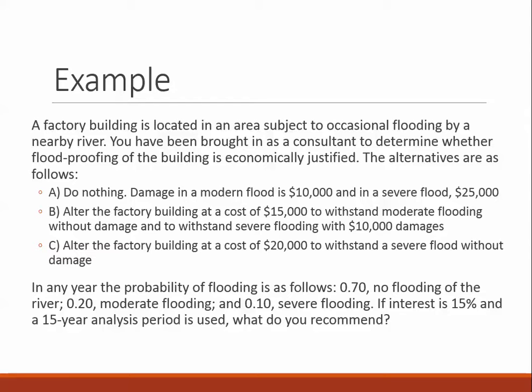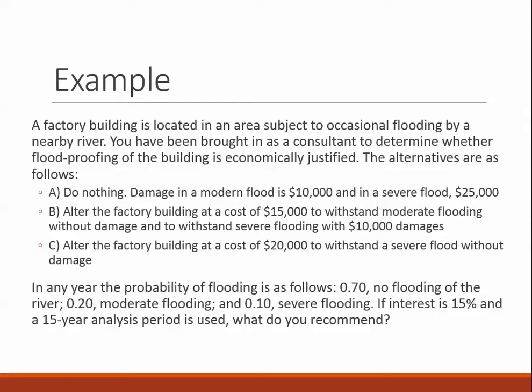B, alter the factory building at a cost of $15,000 to withstand moderate flooding without damage and to withstand severe flooding with $10,000 damage. C, alter the factory building at a cost of $20,000 to withstand a severe flood without any damage at all.